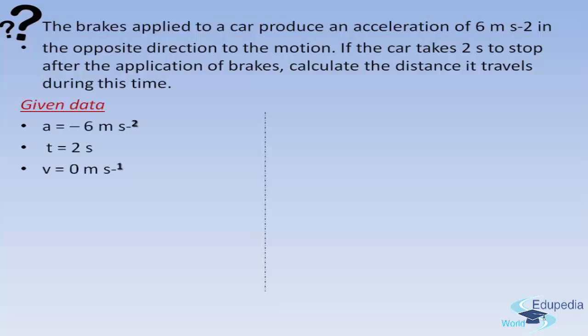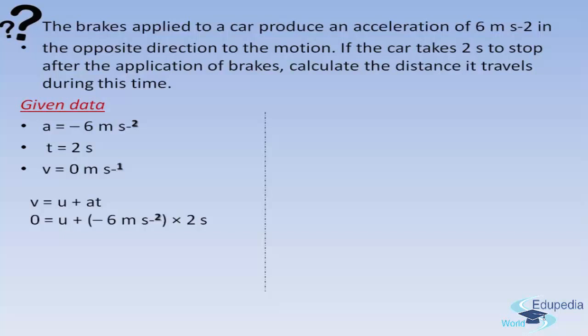a is −6 meters per second squared. Time is 2 seconds. And the final velocity is 0, because the brake is applied and the car comes to a stop. Now we are supposed to calculate the distance. So we know v = u + at.